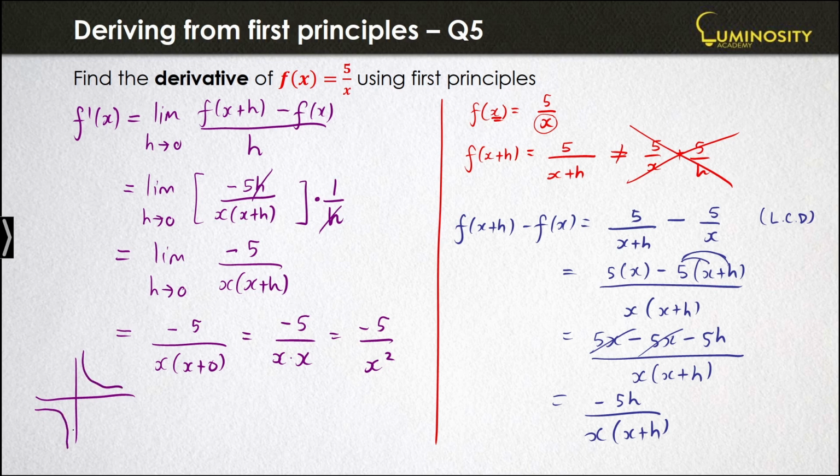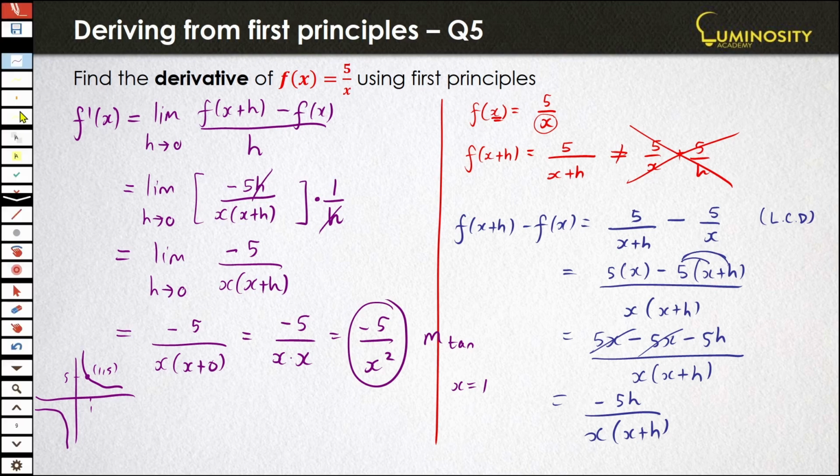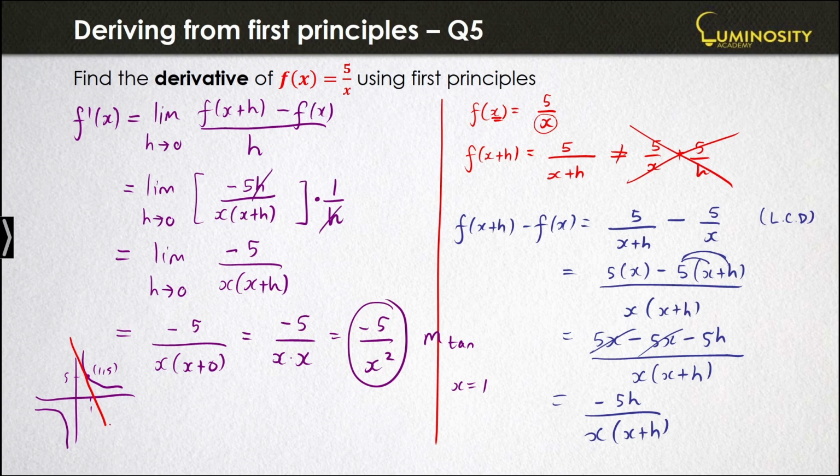So what we are saying is this f prime x here is the gradient of the tangent lines at that point. If we took x equals 1, for example, 5 over 1 is 5, so there's the point 1, 5. Now if you took a tangent line through there, can you see that tangent line is going to be negative, and that the gradient of that tangent line is the derivative at that point. The derivative is negative 5 over x squared, so negative 5 over 1 squared, which is negative 5. So the gradient of this tangent line is negative 5.